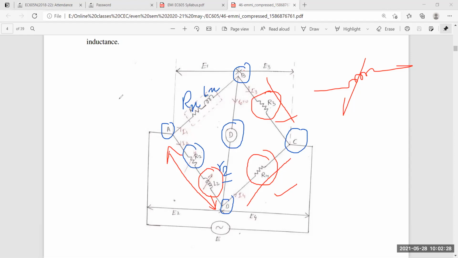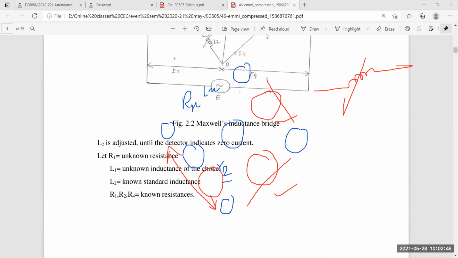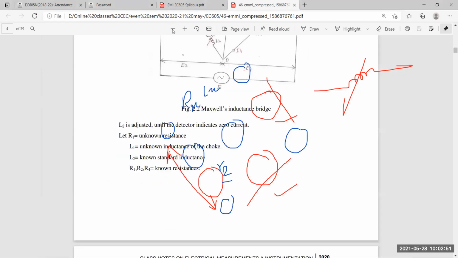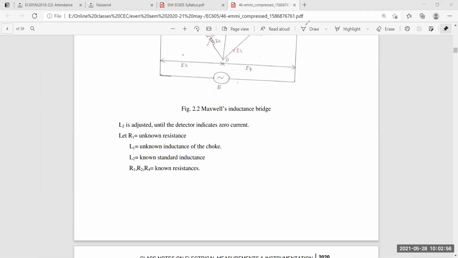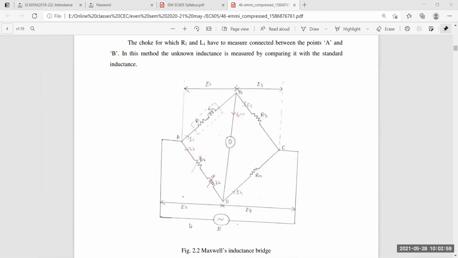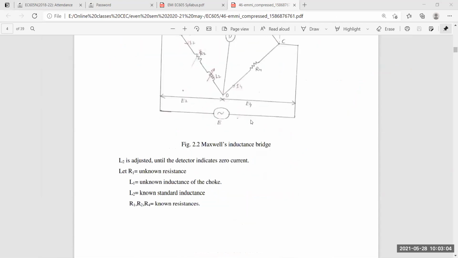Now, if I try to say what will be the impedance of my four arms, I have also told you this in my previous class, but let's recapitulate once. Let me clear everything. In this particular diagram, I will also show you the phasor diagram. Let me show you that once, then we will discuss.